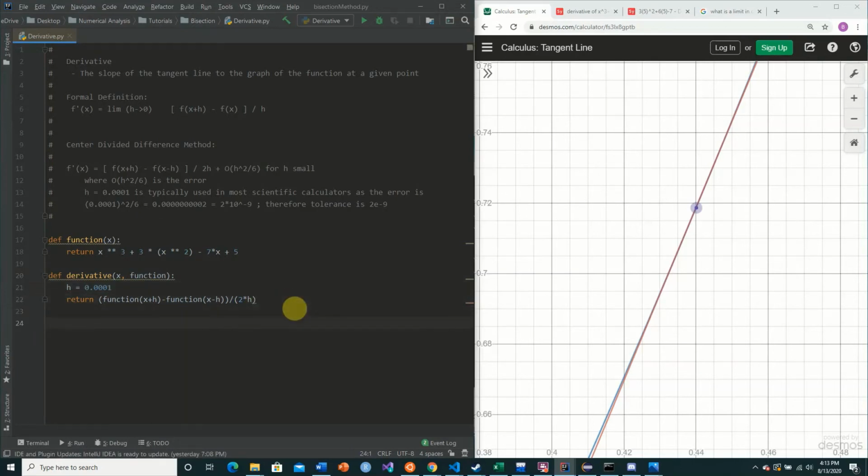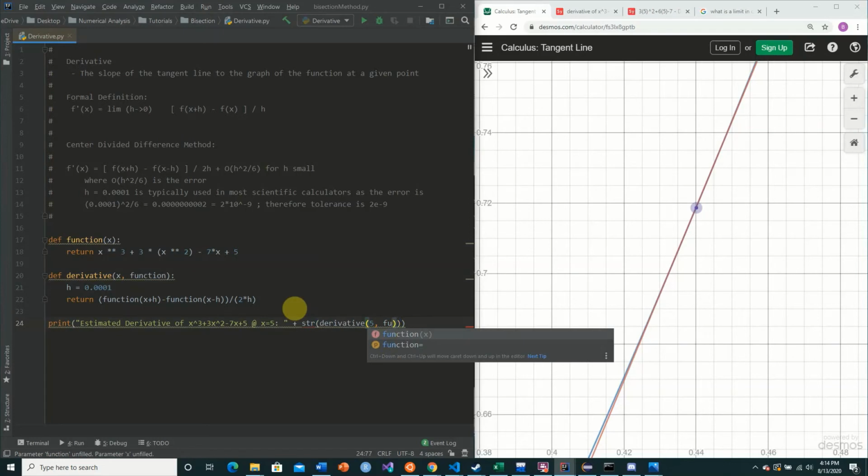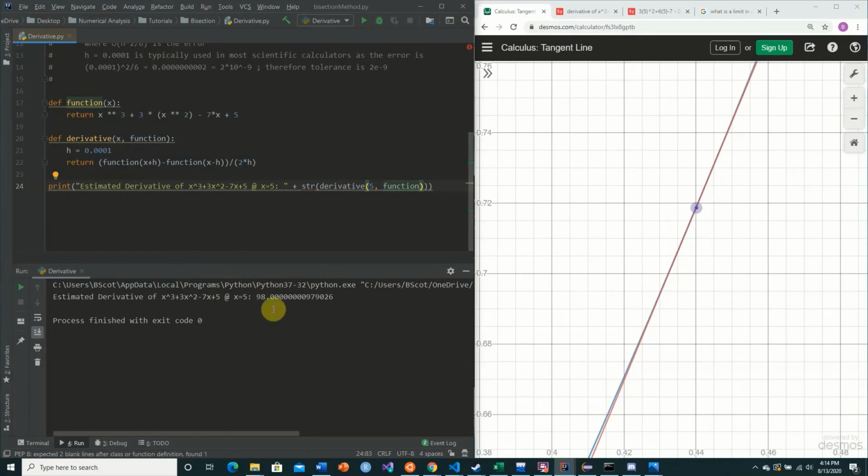Now I'm going to print out our estimated derivative. We're going to say estimated derivative of x to the third plus 3 times x raised to the second power minus 7x plus 5 at x is equal to 5. Here we're going to pass in 5 and our function. We run this, and the estimated derivative of this function is 98.